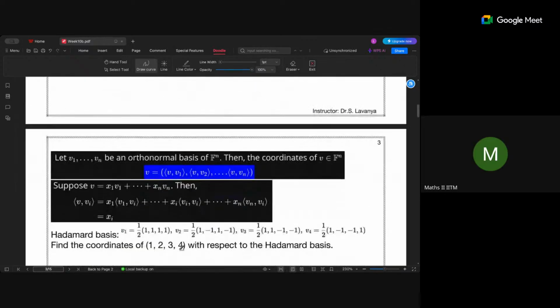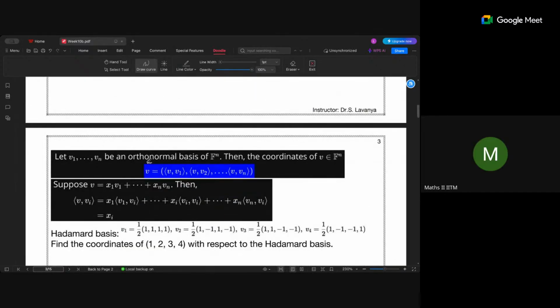Let's see. Let v1, v2, ..., vn be an orthonormal basis of Fn. Then the coordinates of v in Fn are given by this: the inner products of v comma v1, v comma v2, and so on up to v comma vn. First of all, this is the basis. So any vector can be expressed as a linear combination of v1, v2, ..., vn. So we have written v as a linear combination of the basis elements.